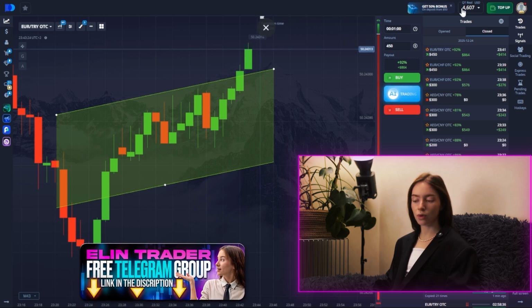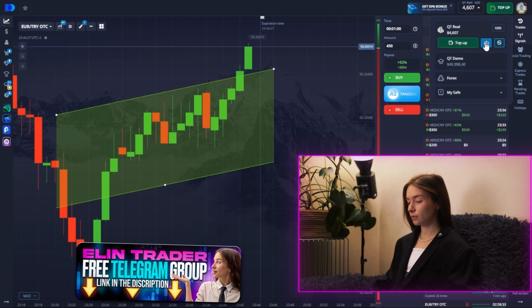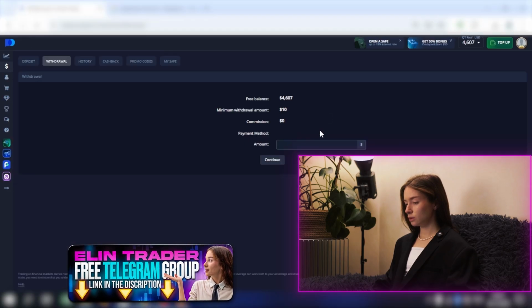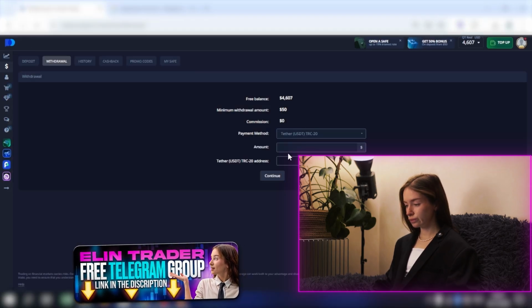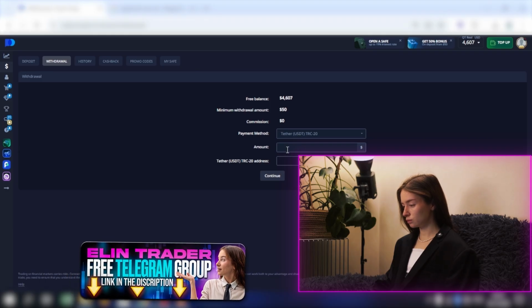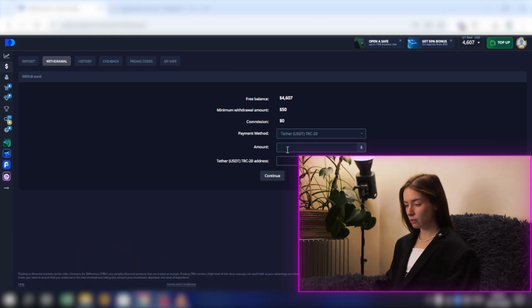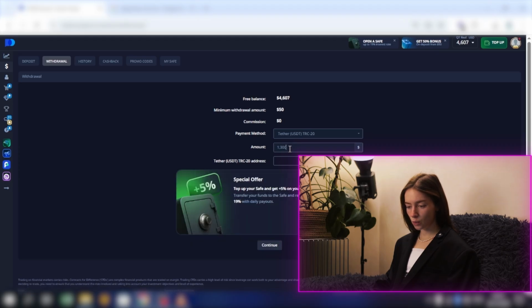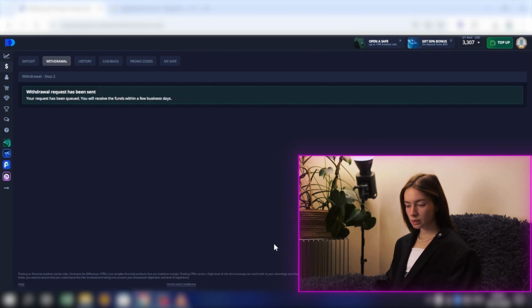Now I'll withdraw my profit. We had about 3,300 on the account. I withdraw 1,300. I enter my Telegram channel and send the request. As you can see, the money has been sent.